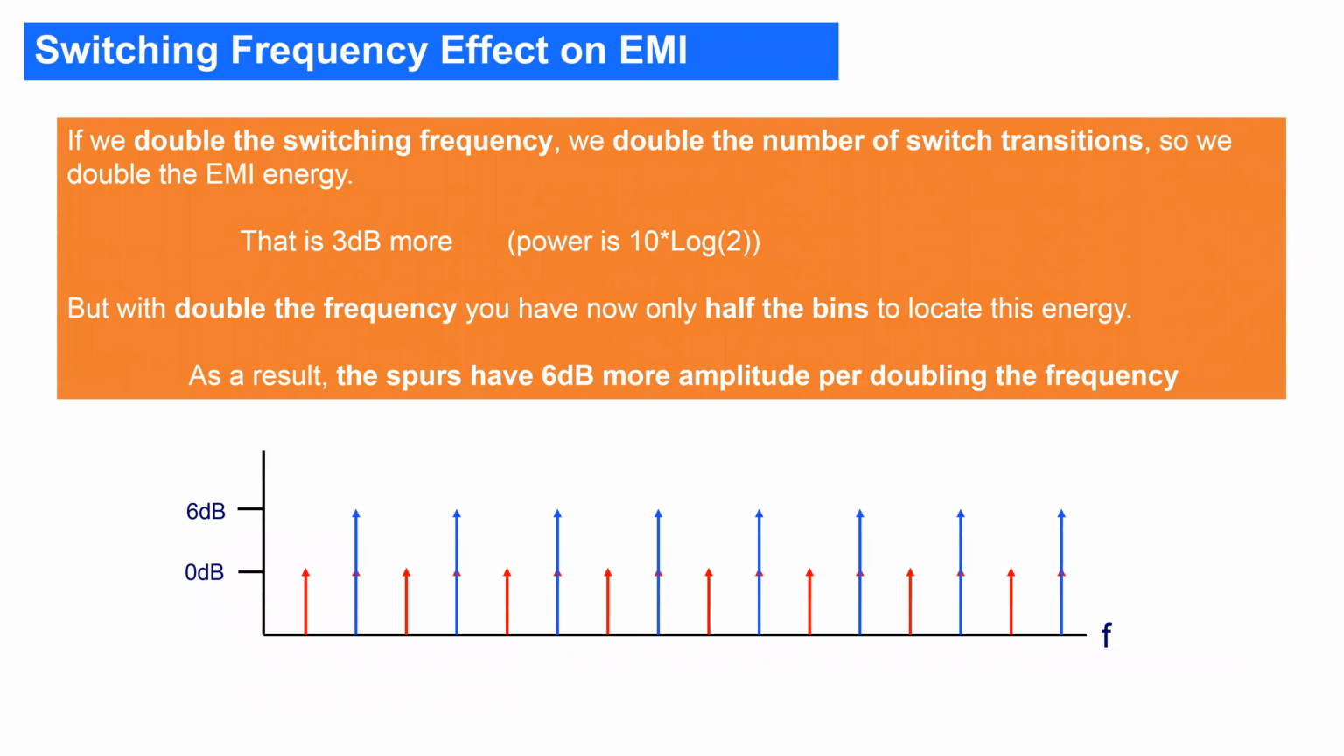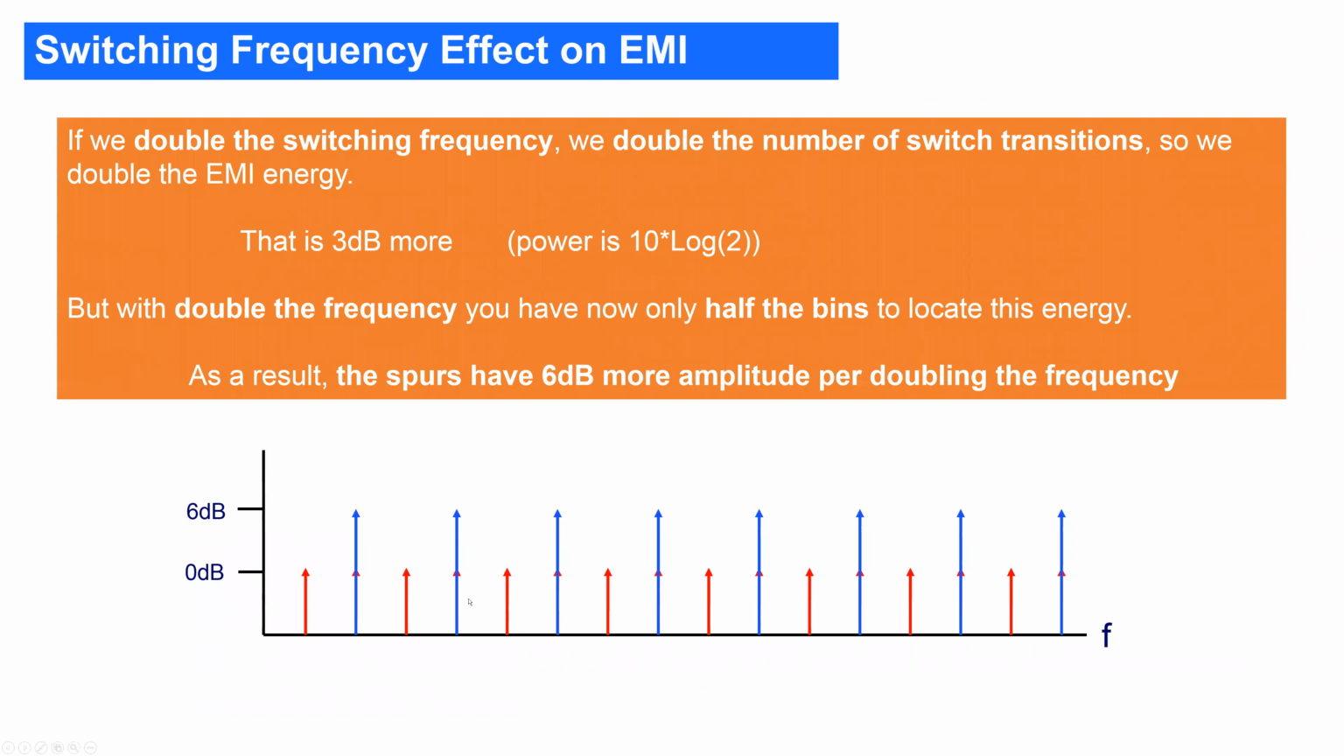However, there's one physical problem. If you double the switching frequency, you double actually the EMI energy, because you go twice as often through the edges, and that means that you get at least 3 dB more energy. Now we are talking about energy. However, the next problem is that with doubling the frequency, you only have on the spectrum half the bins where all this energy gathers. So for 500 kilohertz, you have these bins.